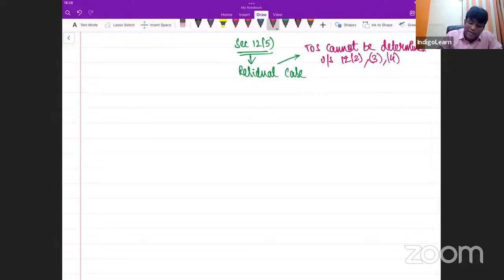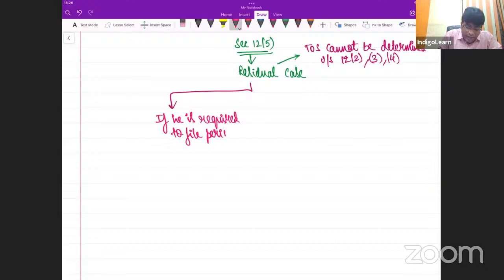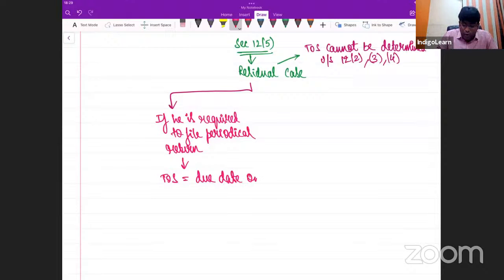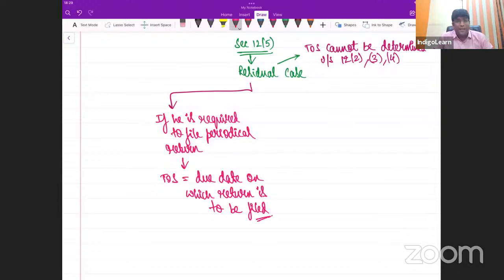And where they told a simple answer. If he is required to file periodical return. Now, common sense point, who is required to file periodical return is only a registered person. Only a registered person. So, if he is required to file periodical return, time of supply will be the due date on which return is to be filed. The due date on which return is to be filed, that becomes time of supply.